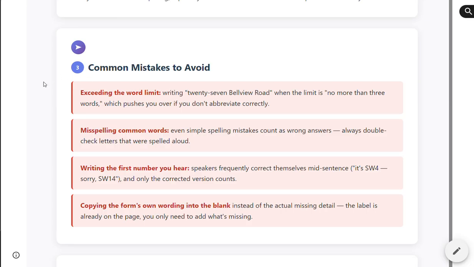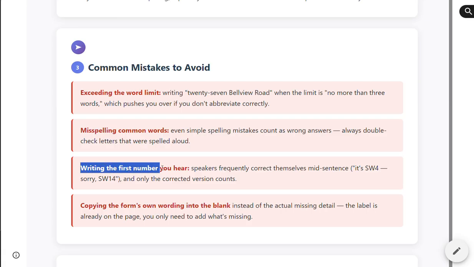Let's look at the mistakes that cost people points on this question type, even when they've heard the answer correctly. The first is exceeding the word limit. For example, writing out 27 Bellevue Road in full when the limit is 3 words, instead of converting the number into a digit, which pushes you over. The second is misspelling common words. Even a simple spelling slip counts as a wrong answer. So always double check any letters that were spelled aloud to you.